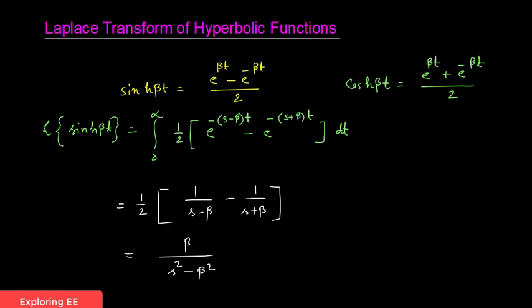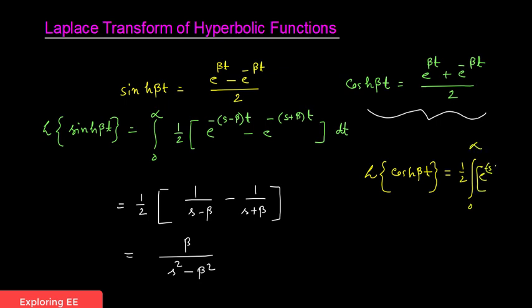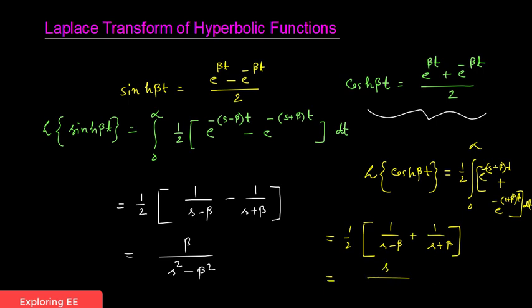Similarly, if you calculate the Laplace transform of this one, cosh beta t, it will be half of integration 0 to infinity e to the power minus of s minus beta t plus e to the power minus of s plus beta t. So it will be half of 1 by s minus beta plus 1 by s plus beta, which is coming out to be s by s square minus beta square.